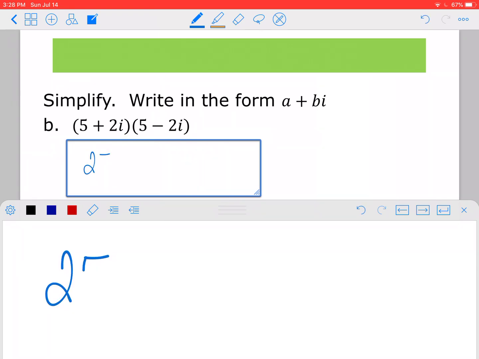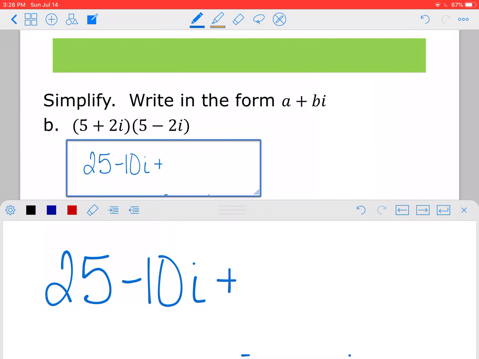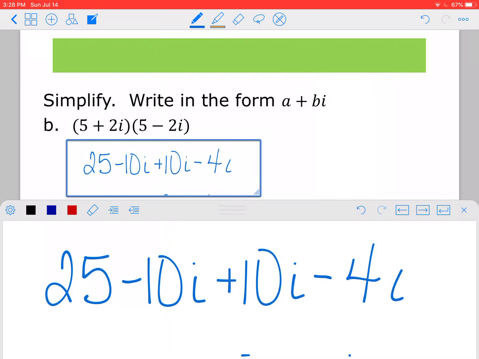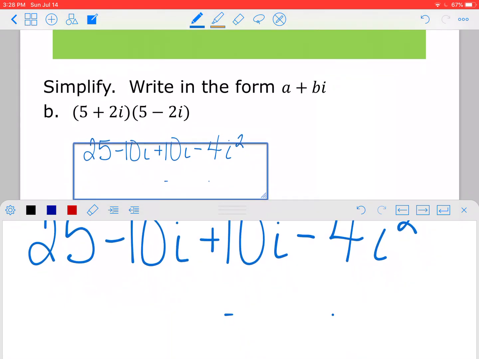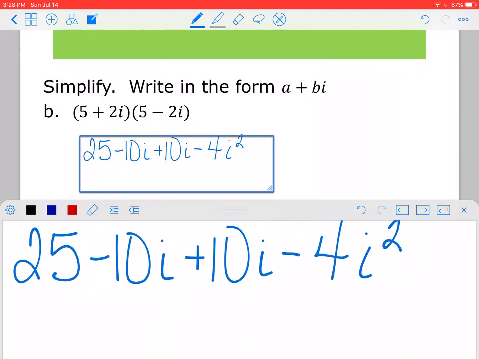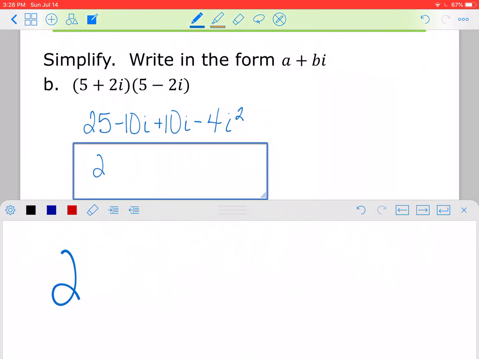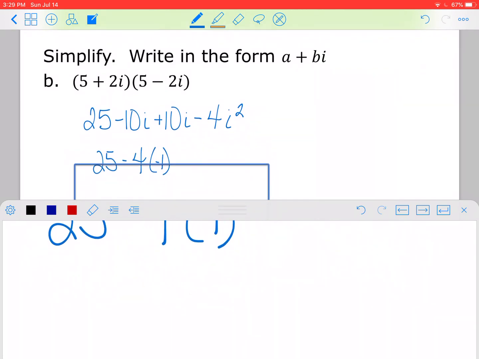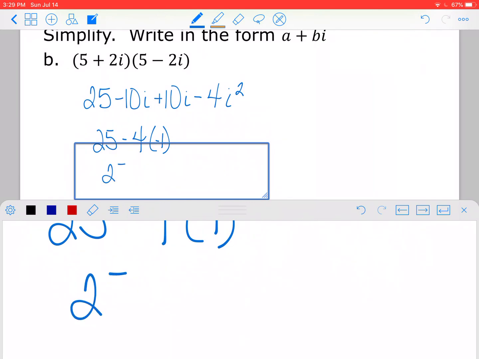So negative 10i plus 10i, that makes them go away. So that we have 25 minus 4, and i squared is negative 1. So we end up with 25 plus 4, which is 29. So we end up with a real number. It's not complex, it doesn't have an i in it, and this is going to help us in the next problem. It's called multiplying by the conjugate.